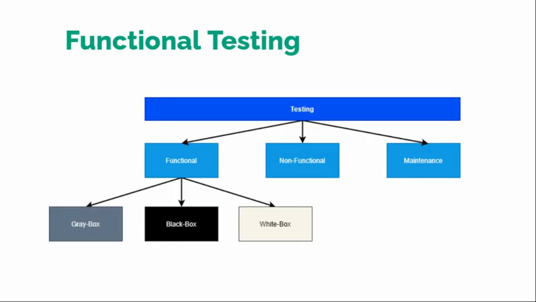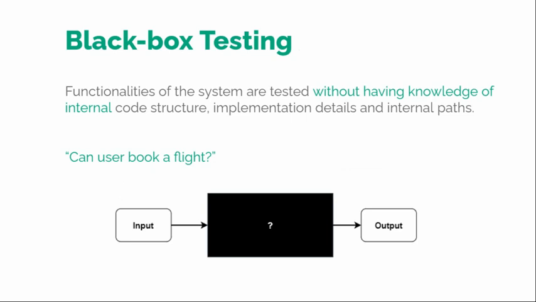So if we look at functional testing, it is subdivided into gray box, black box, and white box testing. In black box testing, the internal structure of the code is not known, implementation details are not known at all. So we just test the functionality at a high level without knowing the internal structure. So can a user book a flight? This is the example.